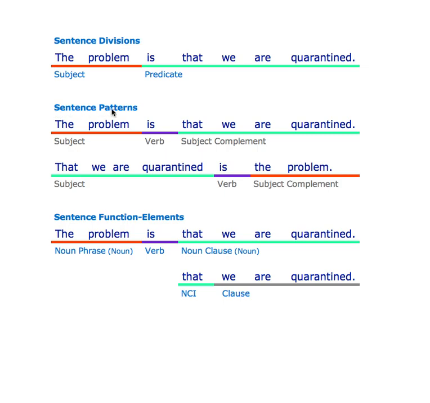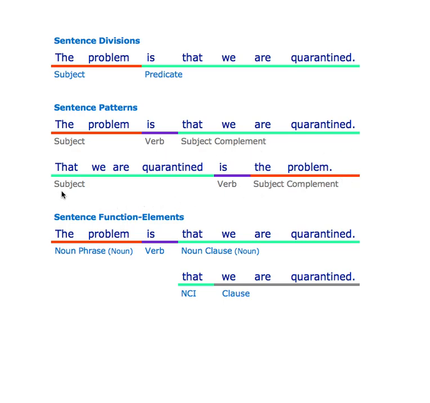You have sentence patterns, and there are 5 basic patterns in American English grammar. And this is one of them. This is a very common one. The problem, right, that would be your subject, is your verb, and that we are quarantined would be your subject complement. So this is one of 5 basic patterns. Now the beauty of this pattern is you can switch things around. You can put this clause here, right, in the front of the sentence at the head, and you have your verb, and then your subject complement would be what was your subject in this sentence. See, now it's your subject complement. So you see, that can be flipped.